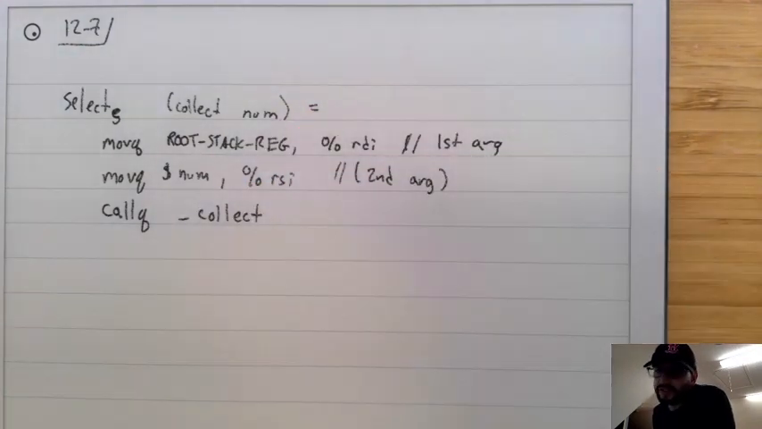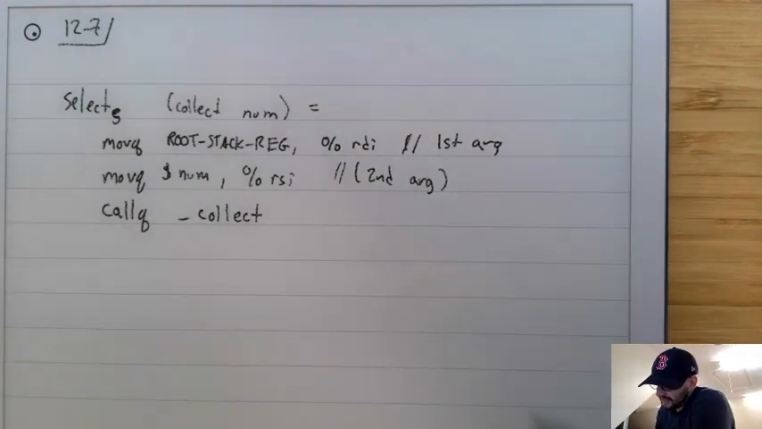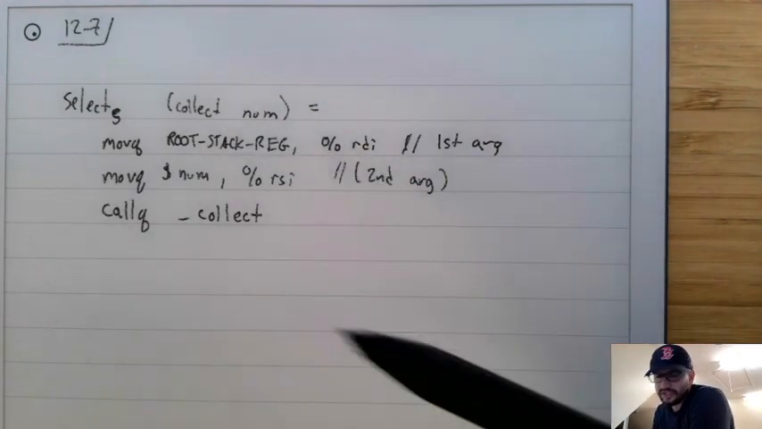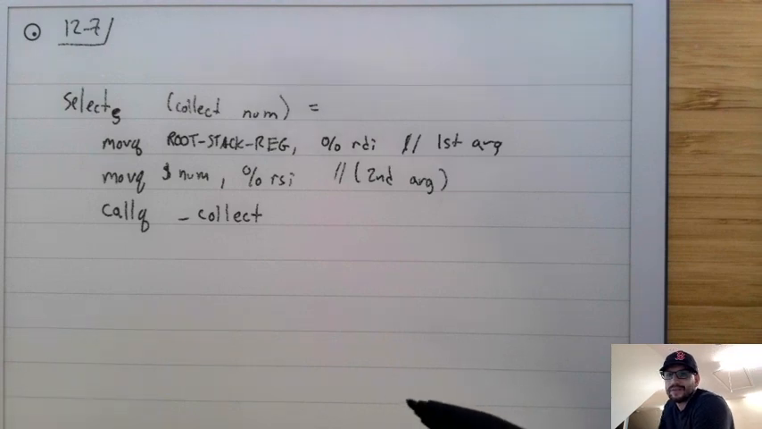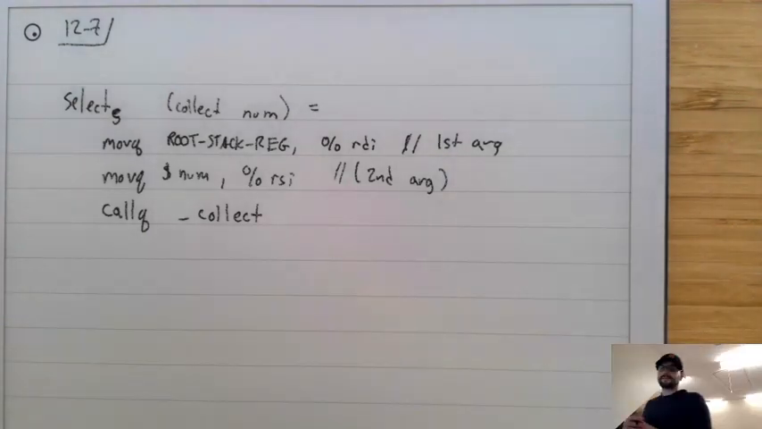Now, what is the root stack register? The root stack register has to be a register that is callee saves. It has to be callee saves because collect has to be responsible for restoring it back to the previous value. So it just can be anything there. I recommend R15 because that's our callee saves register, and it's the last one.